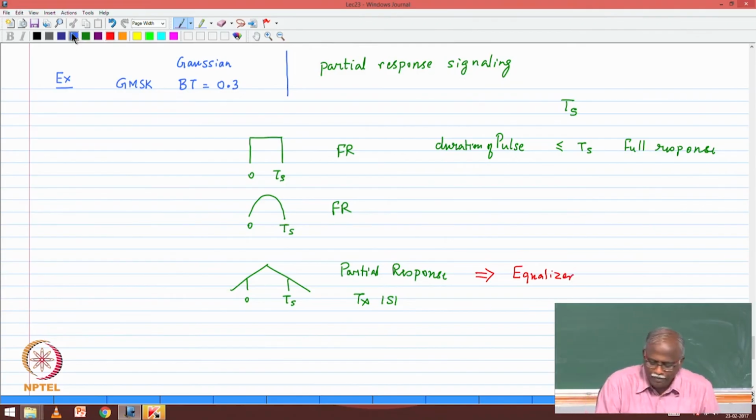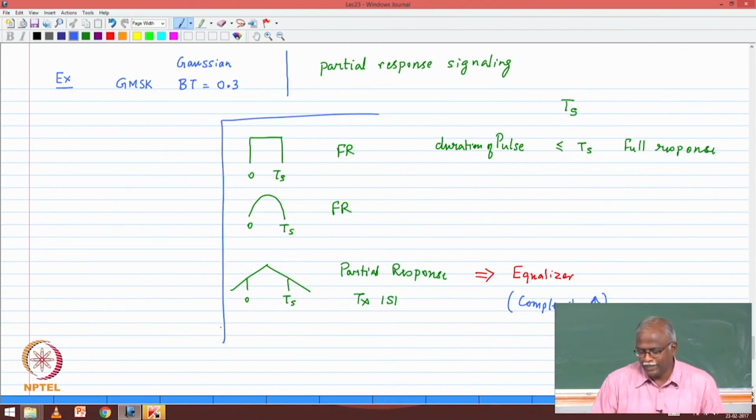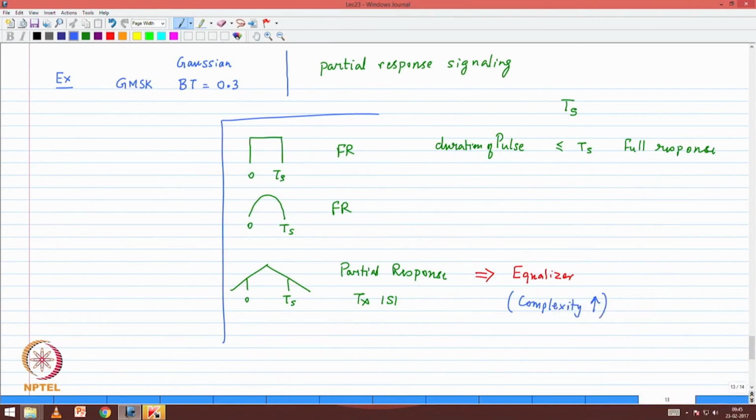So again, we need not worry so much except to make the observation that complexity is going to go up. Complexity is higher than if you did a full response system. So that is all that we need to understand in terms of the partial response. Partial response signaling basically says the ISI is there in the transmitter for the purposes of spectrum. Complexity will be higher, we will live with that.